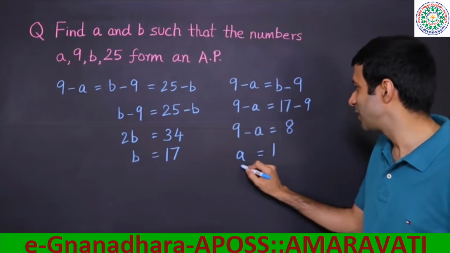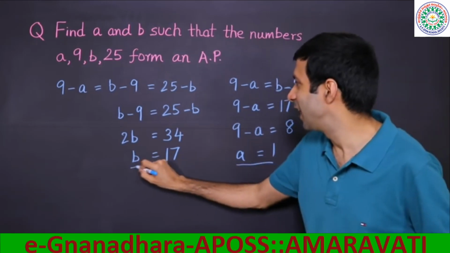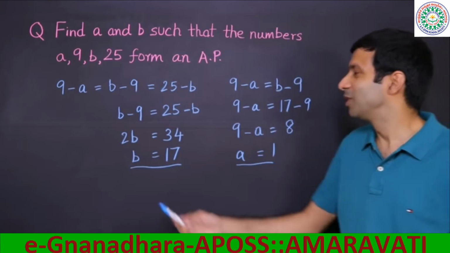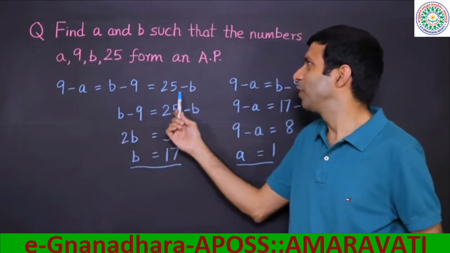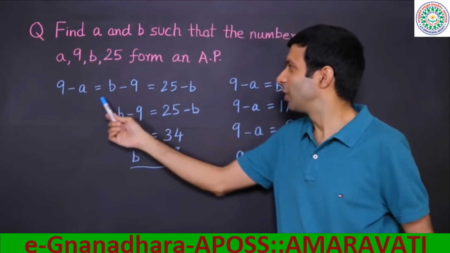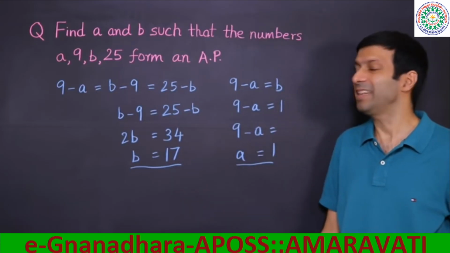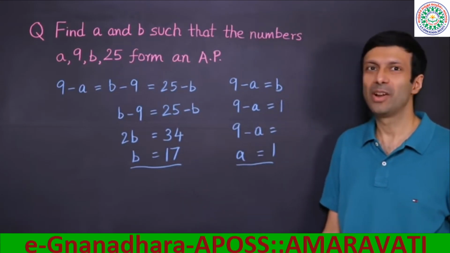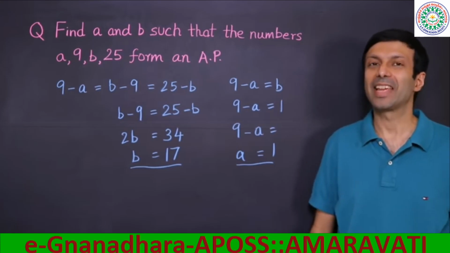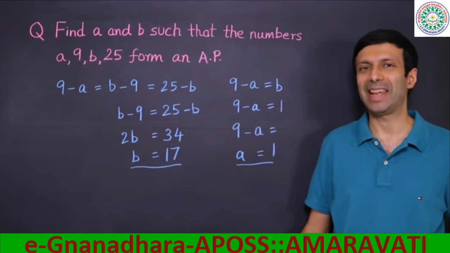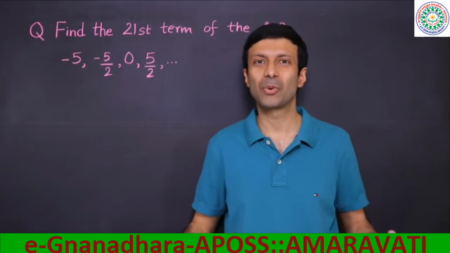So there we found our answer. We've got the value of A and the value of B. And we used this important thing, that the difference between two consecutive terms is constant. So 1, 9, 17 and 25 form an AP here. Can you see that the common difference is 8? Ready for the next question?